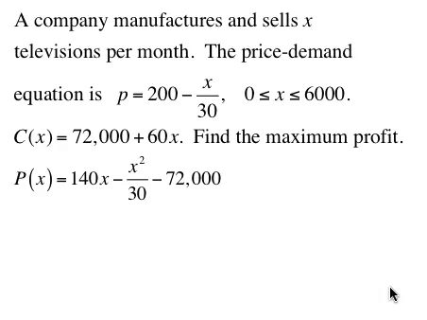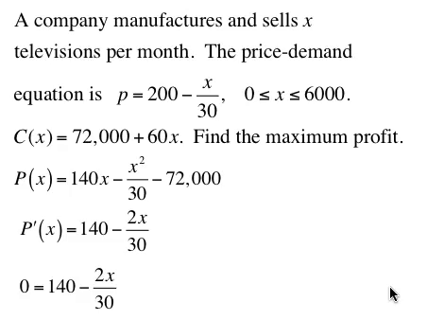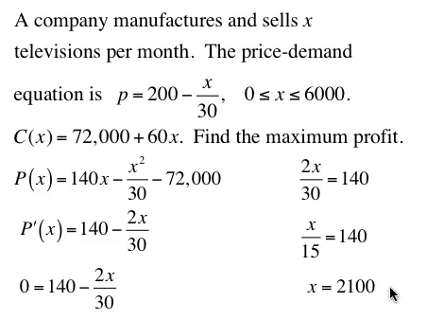So there's our profit function. We need to take its derivative. The derivative will be 140 minus 2x over 30. That's the derivative of the profit function. Set that equal to 0. So 0 equals 140 minus 2x over 30. Or 2x over 30 equals 140. 2x over 30, of course, reduces to 1/15, or x over 15 equals 140. Multiply both sides by 15, and we get x is 2100.